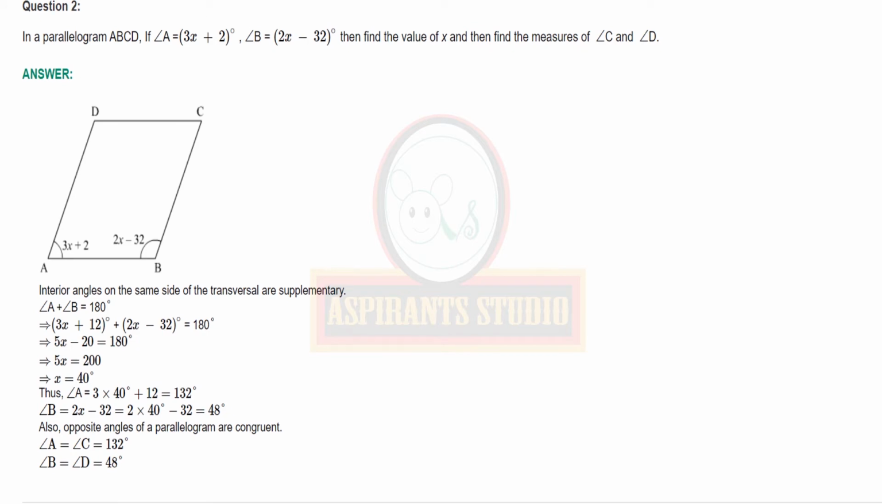Question number 2. In a parallelogram ABCD, if measure of angle A is equal to 3x plus 2 degrees, measure of angle B is equal to 2x minus 32 degrees, then find the value of x and then find the measures of angle C and angle D. Here also figure is not given, you have to draw the figure. So draw parallelogram ABCD, mark everything, and you have to write given.